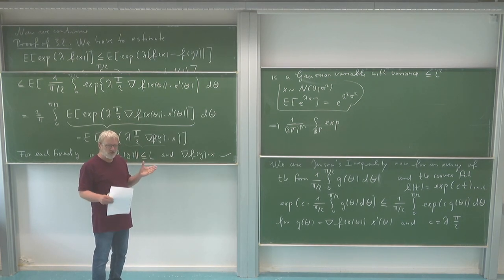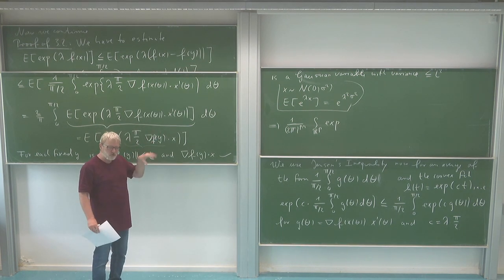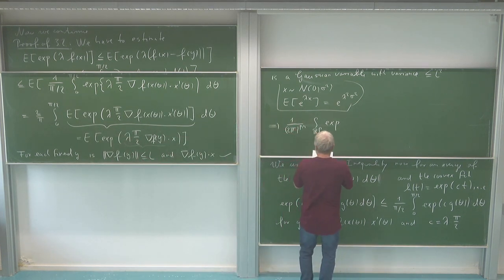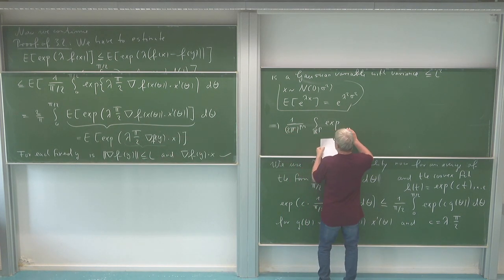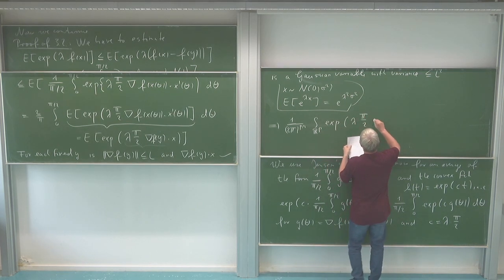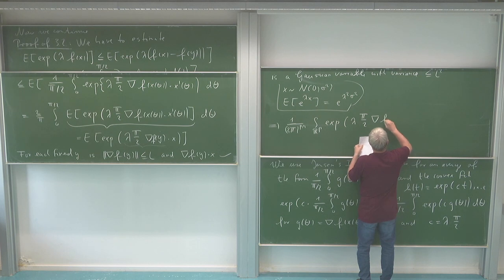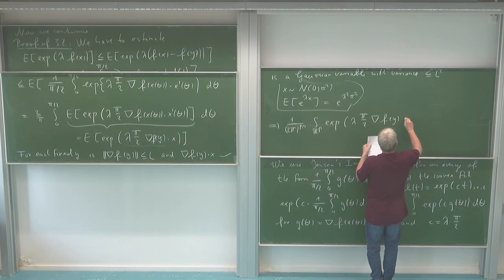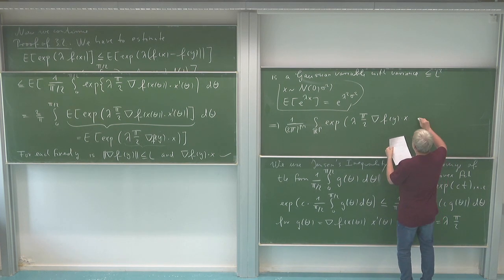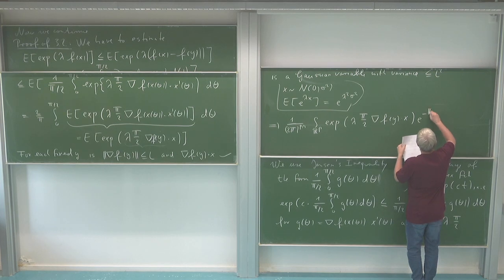And then I'm just doing it iteratively. By Fubini, I'm fixing y and first doing the integration over x, and for this I can use this here. So I have the exponential of lambda pi over 2 times the gradient of f at the position y multiplied with x, and then integrated with the density of x, so the Gaussian distribution.